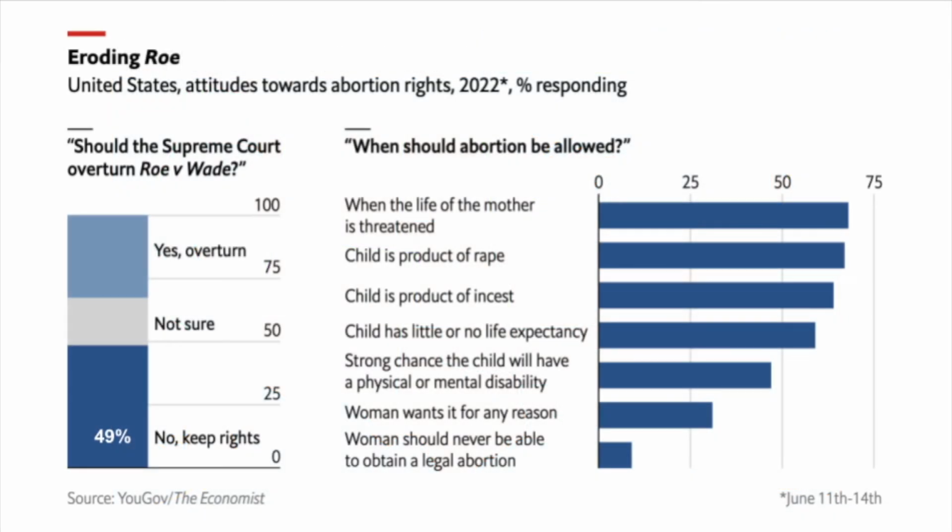Despite the Dobbs decision, results from a survey conducted prior to the ruling showed that most Americans believed that the Supreme Court should not overturn Roe v. Wade. Nearly half of the people questioned supported the right to an abortion, while less than 10% of the respondents believed that women should never be able to obtain a legal abortion. The results also show the stances of respondents can be very nuanced, with many of them only supporting abortions in certain cases.